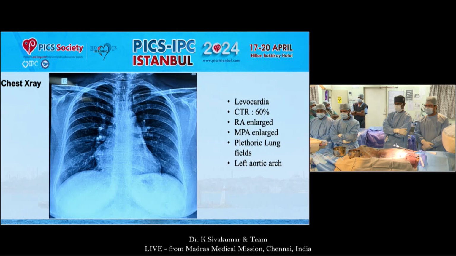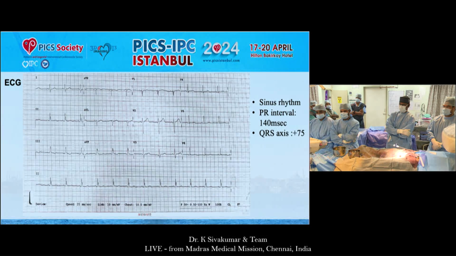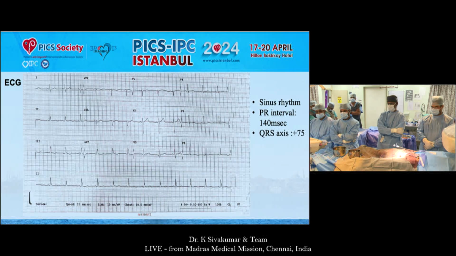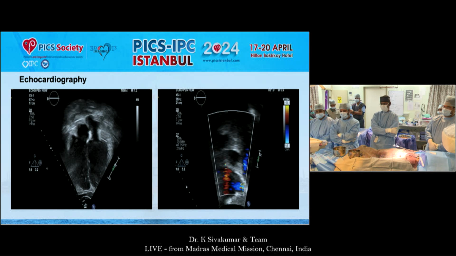This is a chest X-ray which shows cardiomegaly with a CTR of around 60%. The RA enlargement is more prominent and there is pulmonary plethora. The ECG was unremarkable. It was in sinus rhythm. The transthoracic echocardiogram was not much informative. It showed RA-RV dilatation. We will be showing a transesophageal echocardiography live once we start the case.